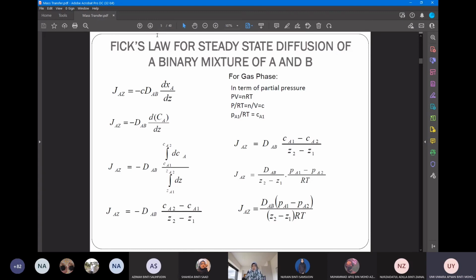When you talk about binary mixture, you talk about diffusion of only one component. There are two equations that you can use, in terms of concentration and in terms of partial pressure, to do the calculation.